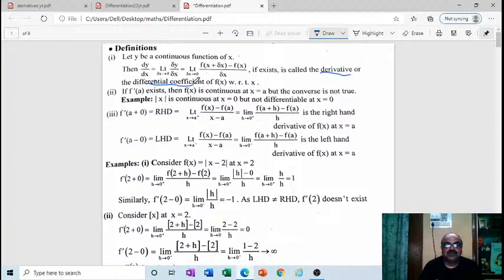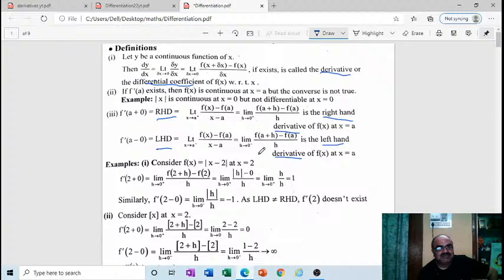f dash of a plus 0 is called the right hand derivative. RHD means right hand derivative. LHD means left hand derivative. Like you use the words LHS and RHS, we similarly use here right hand derivatives and left hand derivatives. So f of x minus f of a by x minus a, when limit x tends to a, can be said as limit h tends to 0, f of a plus h minus f of a by h.